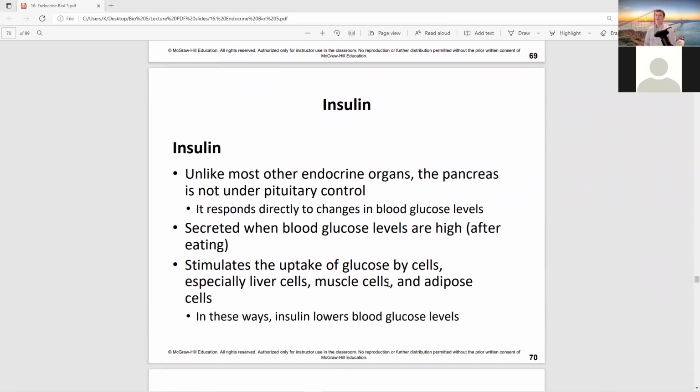Insulin is unlike most other endocrine hormones. The pancreas is not under pituitary control. It responds directly to changes in blood glucose levels. Insulin is secreted when blood glucose levels are high, such as after eating, and stimulates the uptake of glucose by cells, especially liver cells, muscle cells, and adipose cells. In these ways, insulin lowers blood glucose levels.